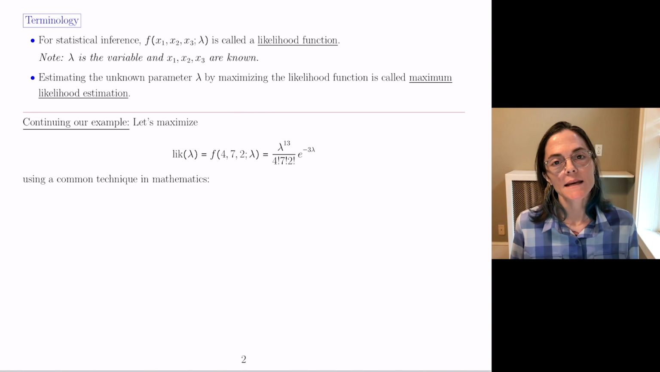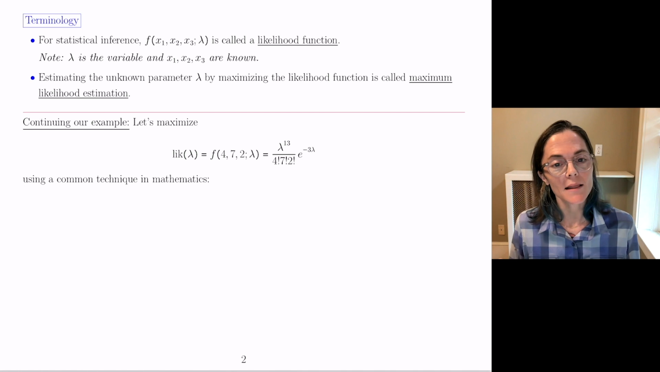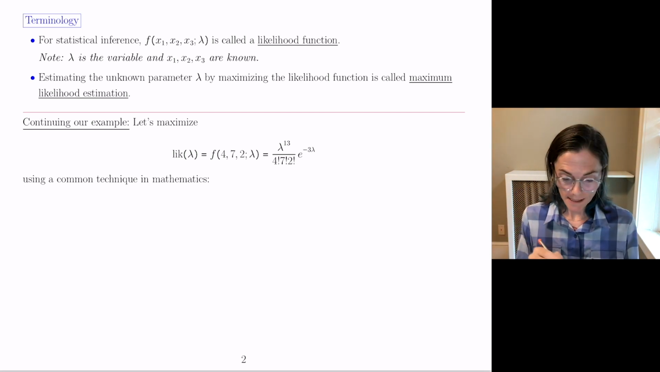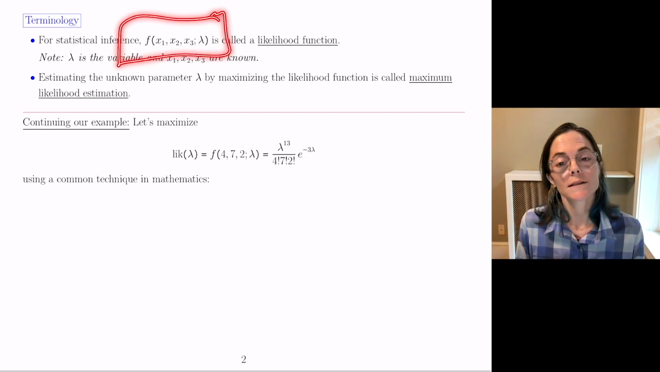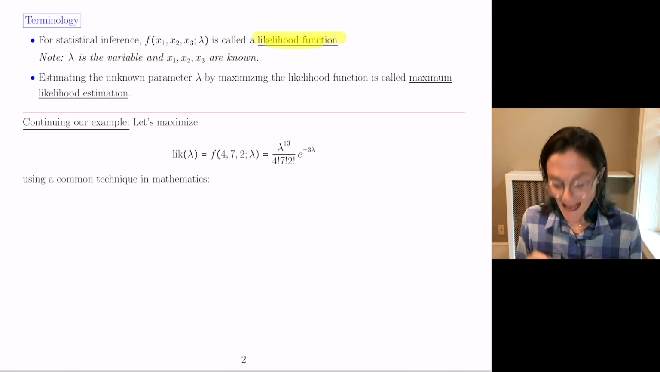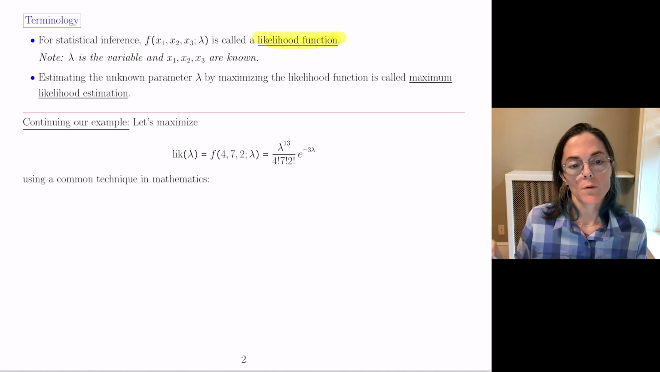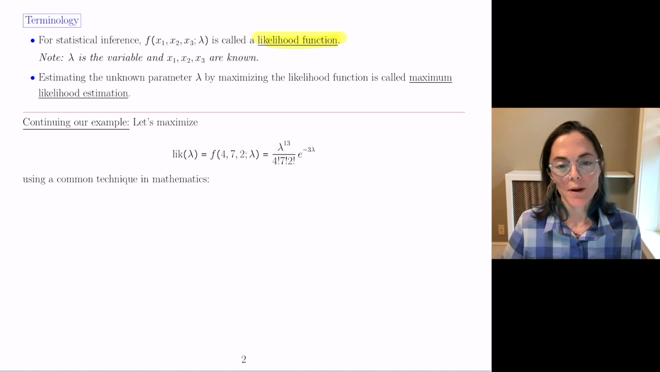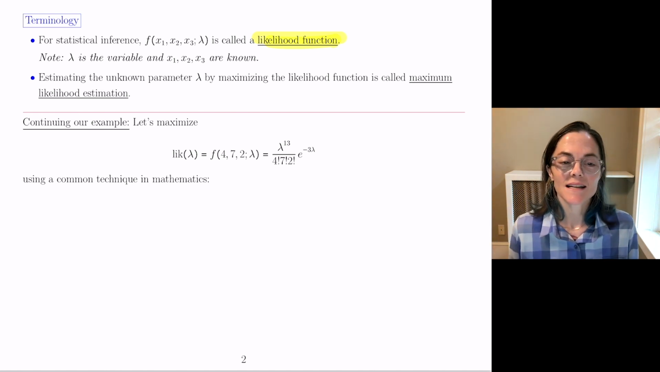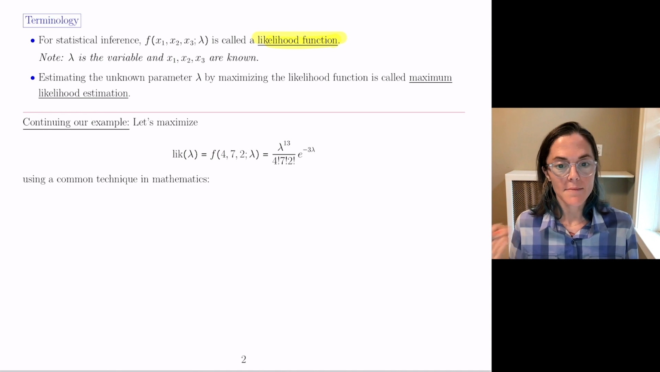Some terminology here. So we haven't finished this problem. It was just the beginning of an example, but terminology for statistical inference. This function is called a likelihood function. And here, x1, x2, x3 are known, and the lambda is the variable. Estimating this unknown parameter by maximizing this function is called maximum likelihood estimation. All right, now we'd like to continue our example and maximize this likelihood function.